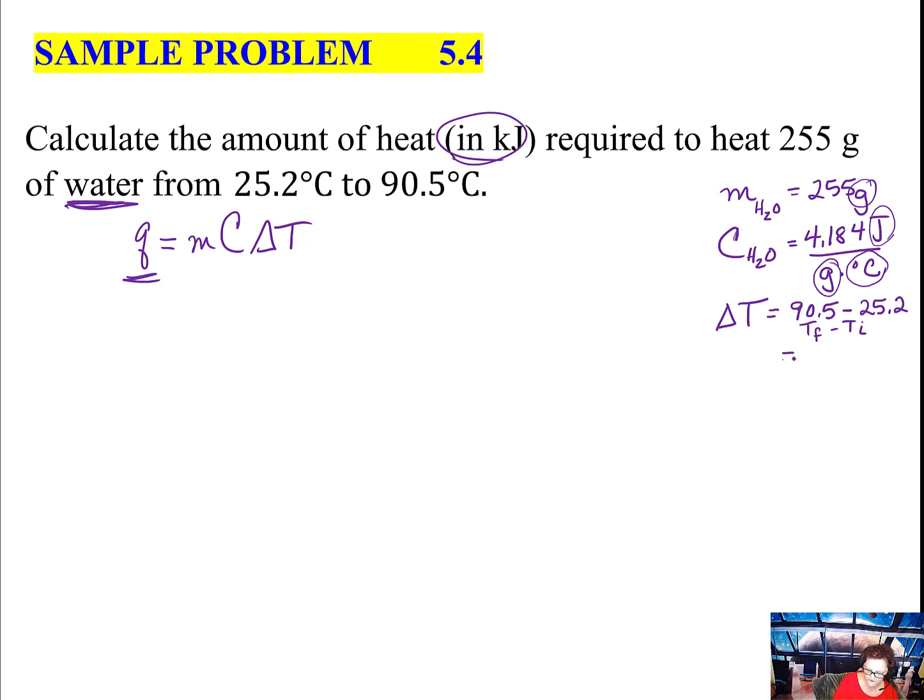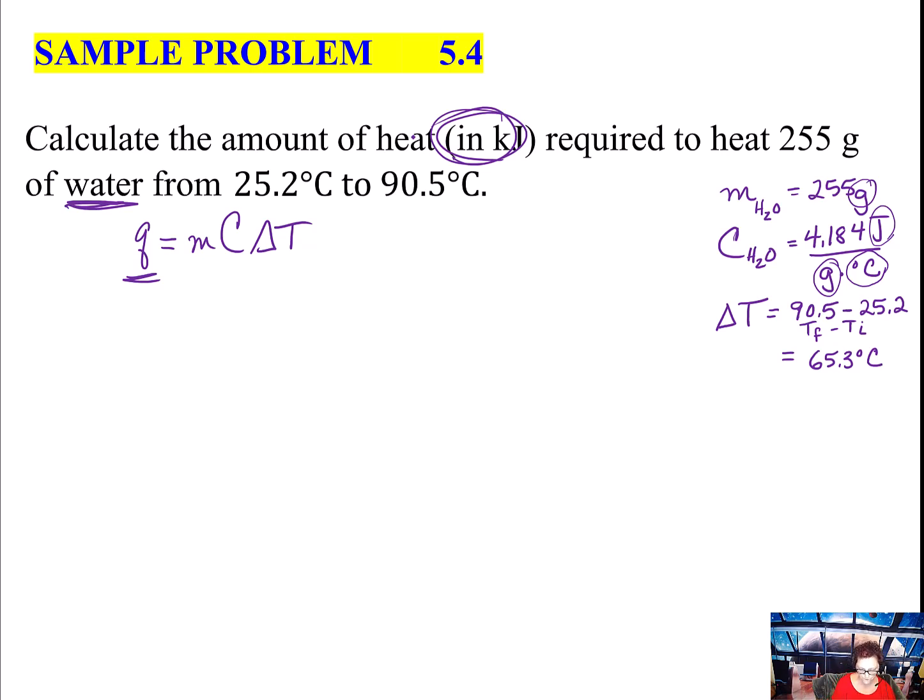And so in this case, I'm going to go ahead and figure out that that's 65.3 degrees C. So I have the mass, I have the specific heat, which is C, I have the delta T, and then I will be able to calculate that in Q, in joules. Okay, and then if I want to take it to kilojoules, remember, whatever it's asking for, that's what you're supposed to give it to. I'm going to have to do that final conversion to kilojoules.